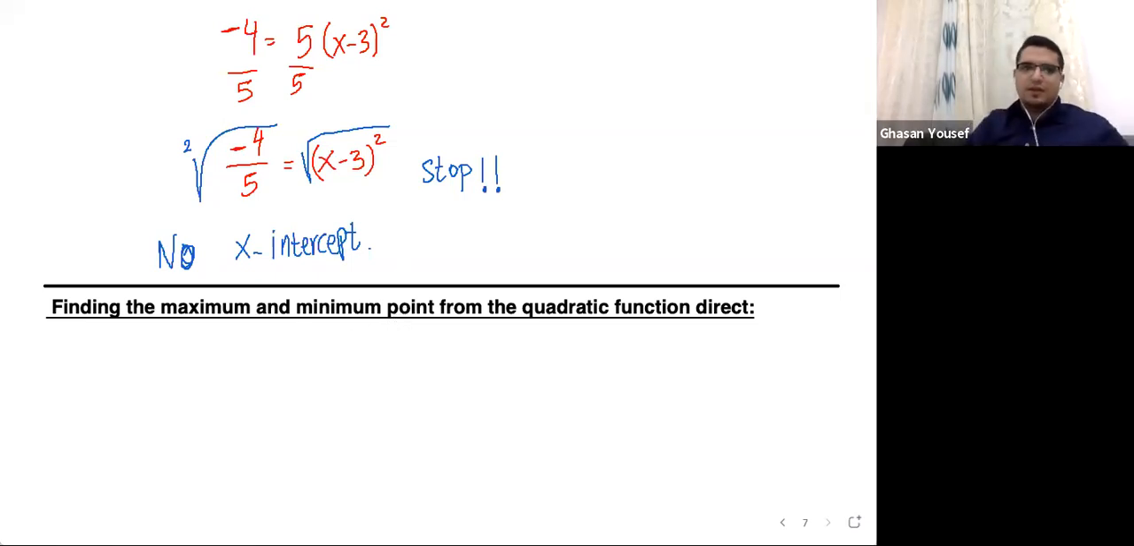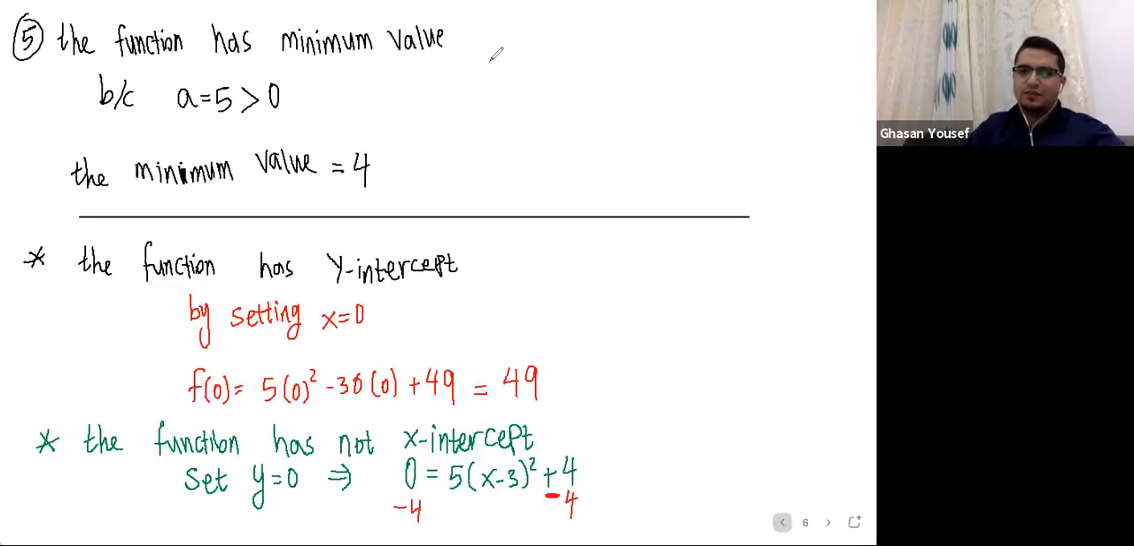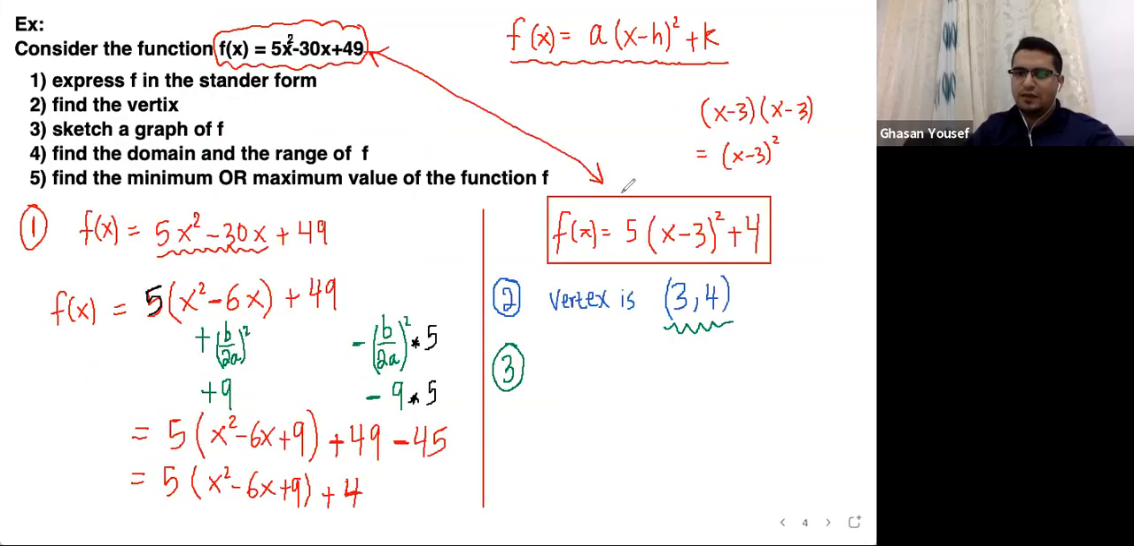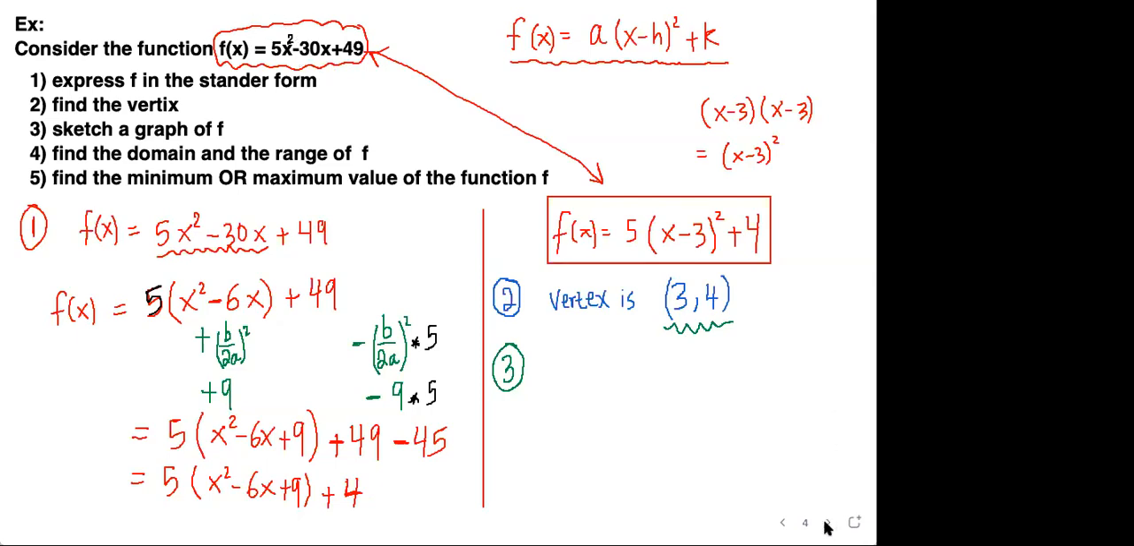So to find the maximum or the minimum point from the quadratic function directly without using the standard form. So we're not going to find the standard form and do this step. We don't have to find this form. We can find the minimum and maximum directly from this quadratic function.